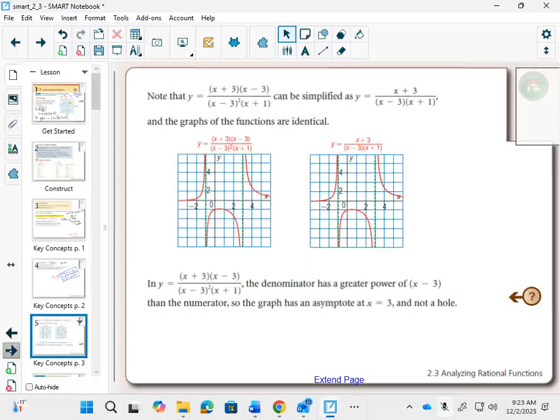Here's an interesting situation. I don't know if you got this graph on yours. Oh, they gave you the equation, but they didn't give you the graph. Okay?